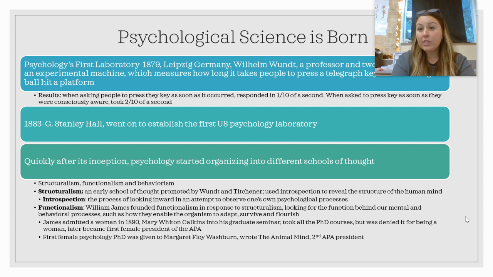Now, William James was a professor at Harvard. In 1890, he admitted the first woman into his graduate seminar, Mary Whiton Calkins. Mary took all the PhD courses. She was the top of her class. However, because of the time and the sexism against women at the time, she was denied a PhD by Harvard. So she had to earn it at a different women's college. But she later became the first female president of the APA.